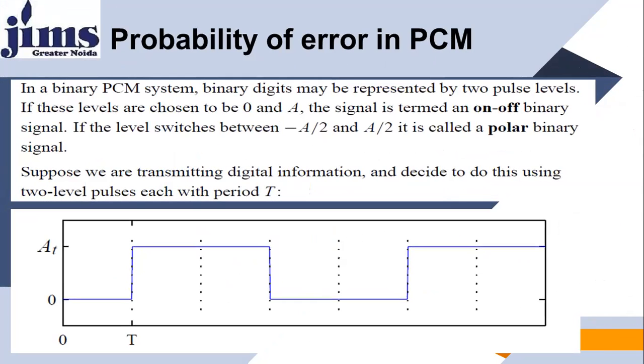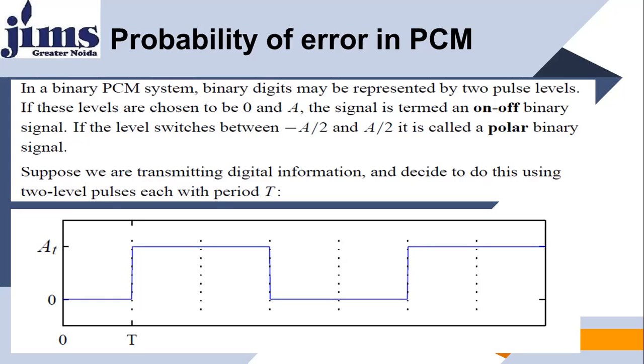In a binary PCM system, or you may say pulse code modulation system, binary digits may be represented by two pulse labels. Every binary digit may be represented by pulse labels. The labels may be 0 or A volt, or A or minus A volt. A may be any real number. For example, if you choose A equals 2, it represents 2 volt, right?